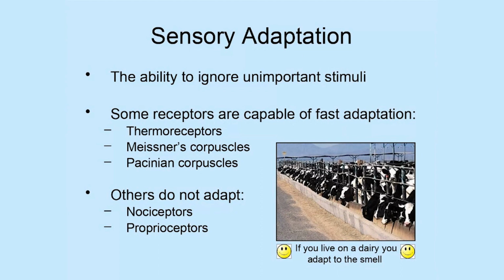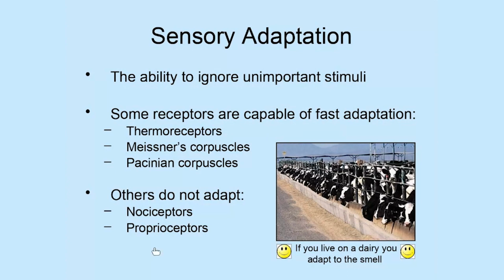Meissner's corpuscles, Pacinian corpuscles, so those simple receptors that are located in the skin that respond to touch, pressure, they are good examples of receptors that are also capable of fast adaptation. So you're wearing clothes probably right now, you're not constantly aware of the sensation of those clothes on your body because those receptors that are located in the skin stop responding. They stop making your brain aware of that information because it's just not important.